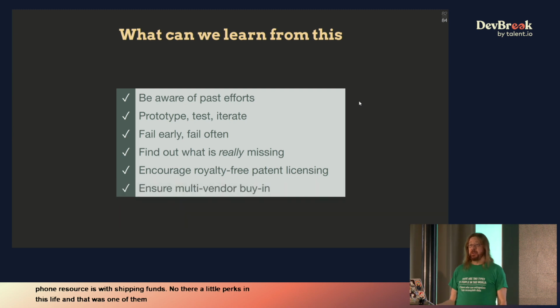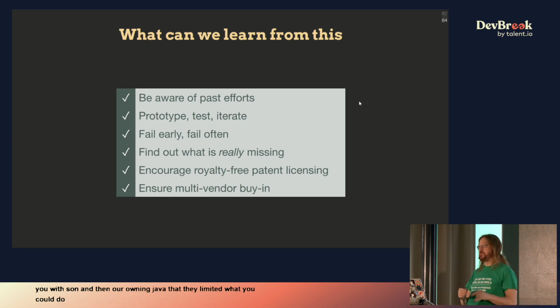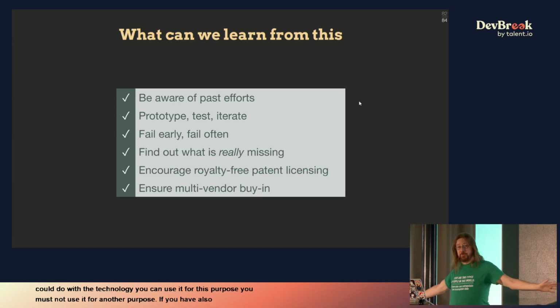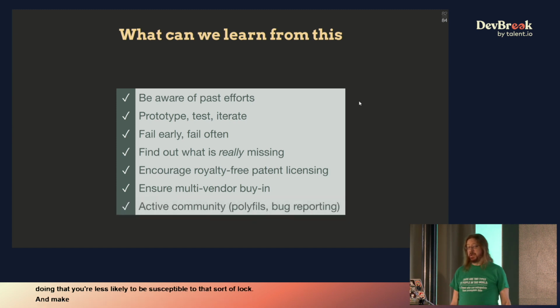Ensure multi-vendor buy-in. I showed you with Sun and then Oracle owning Java that they limited what you could do with the technology. You could use it for this purpose. You must not use it for another purpose. If you have multiple vendors doing that, you're less likely to be susceptible to that sort of lock. And make sure there's an active community.